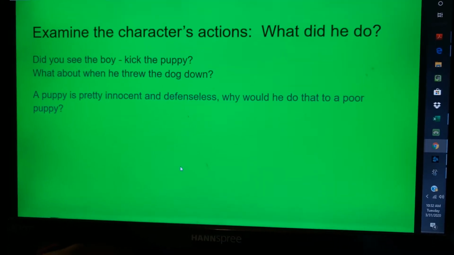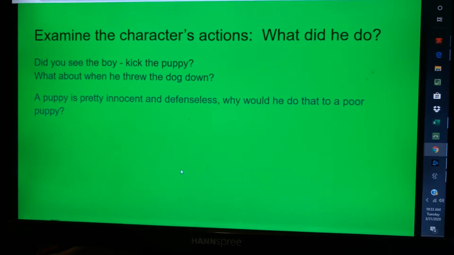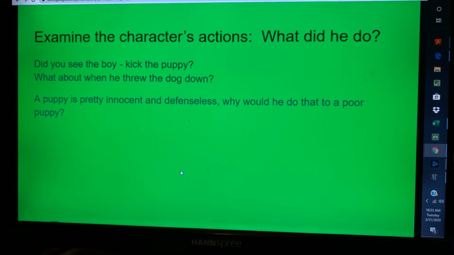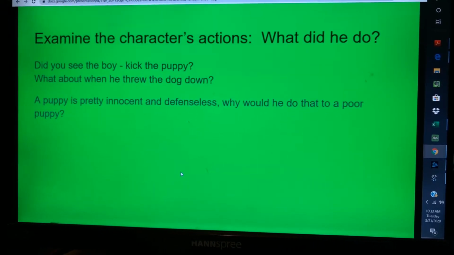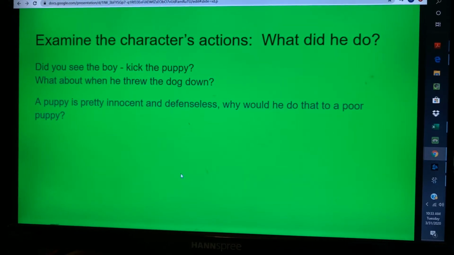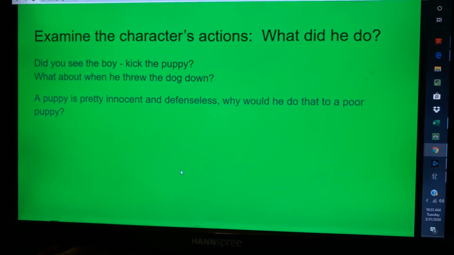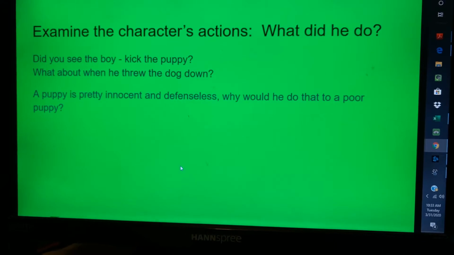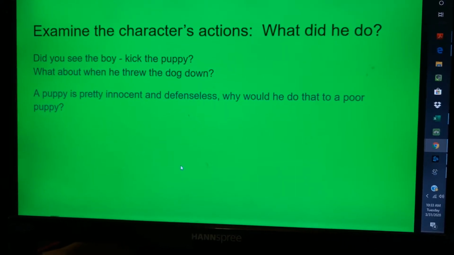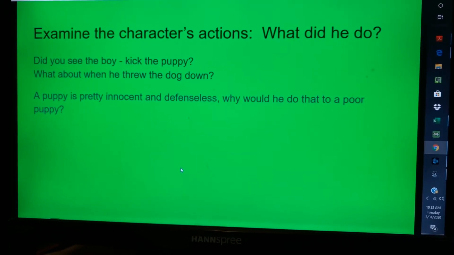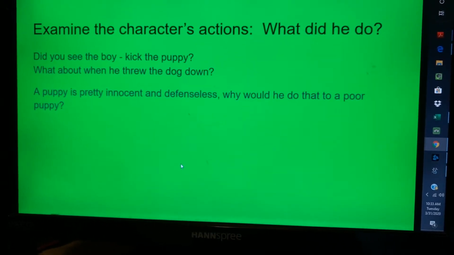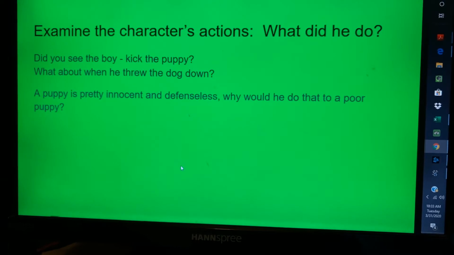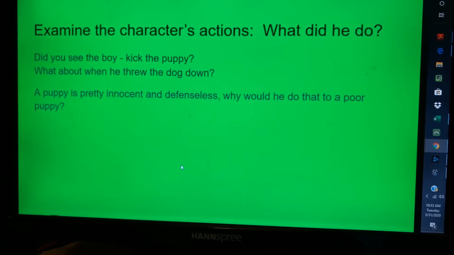So next we're going to examine the character's actions. What did he do? Did you see the boy kick the puppy? What about when he threw the dog down? A puppy is pretty innocent and defenseless. Why would he do that to a poor puppy? So when we start to examine character, we're going to start asking ourselves, wait a minute, you're a big tough kid, right? And this is a poor innocent puppy. Why would you do that? What kind of a person does that? Those questions, or rather the answers, are going to help us understand what kind of a character we're dealing with.